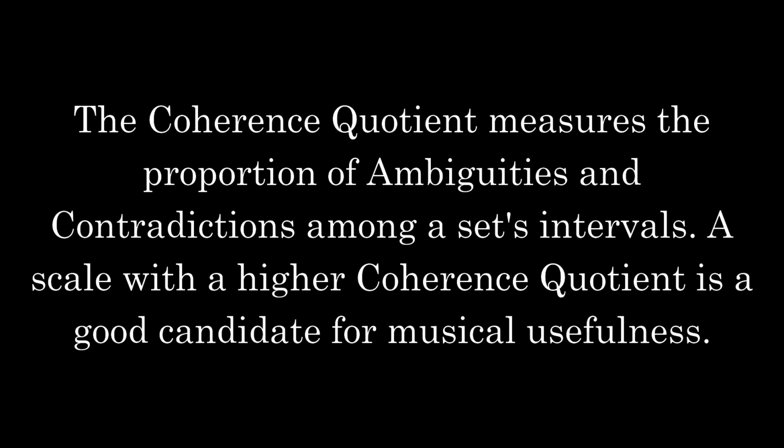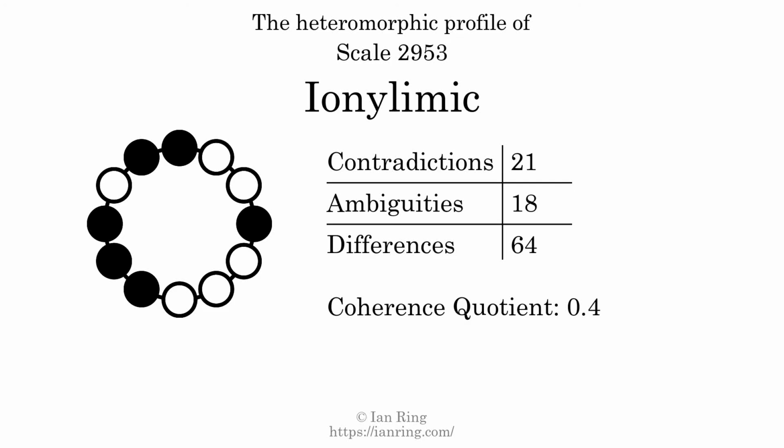The coherence quotient measures the proportion of ambiguities and contradictions among a set's intervals. A scale with a higher coherence quotient is a good candidate for musical usefulness. The coherence quotient is 0.4.